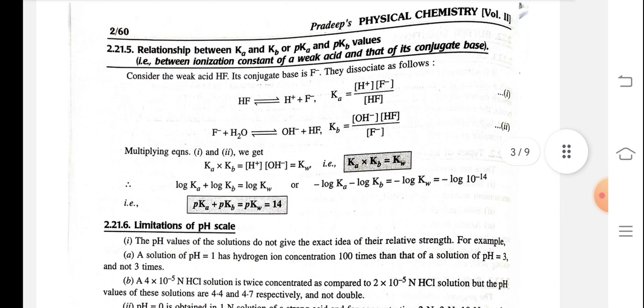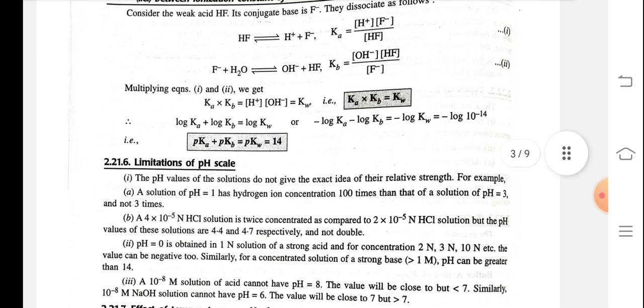Log of Ka plus log of Kb is equal to log of Kw. Minus log of Ka minus log of Kb is equal to minus log of Kw, that is, minus log of 10 raised to power minus 14. pKa plus pKb is equal to pKw, which is equal to 14.